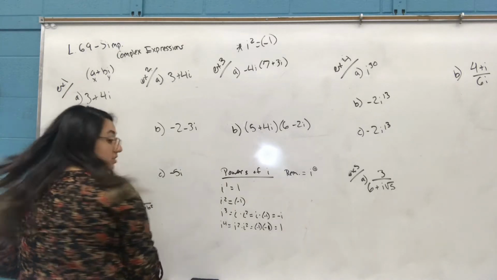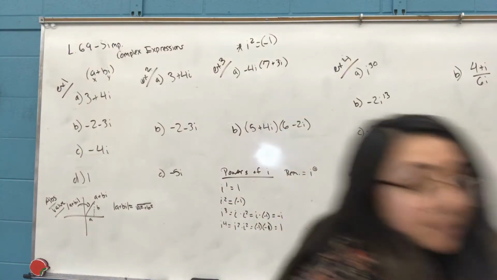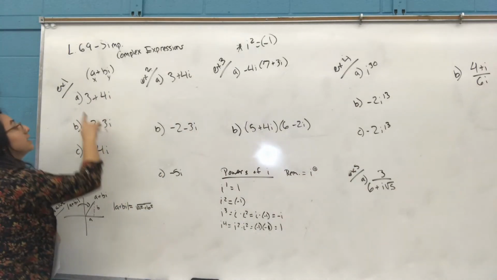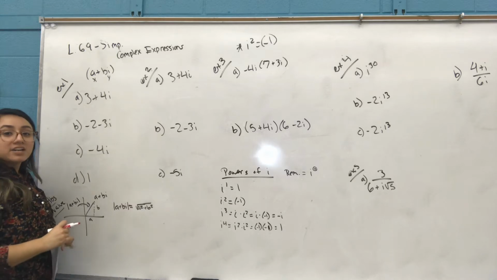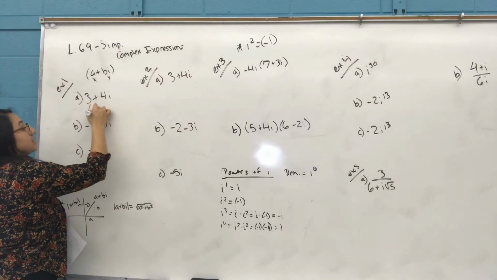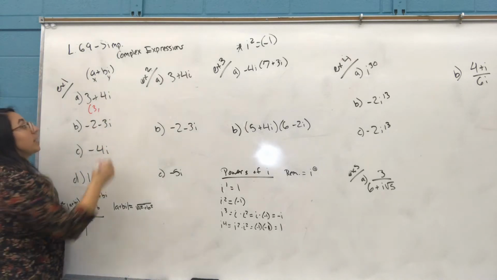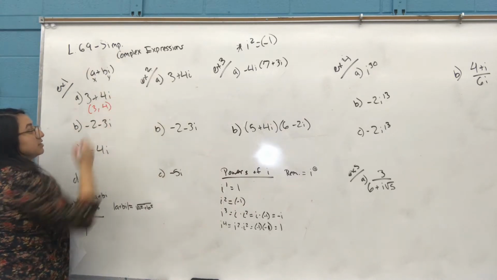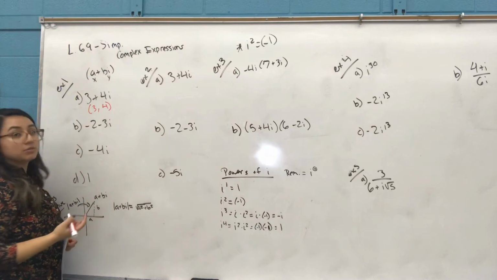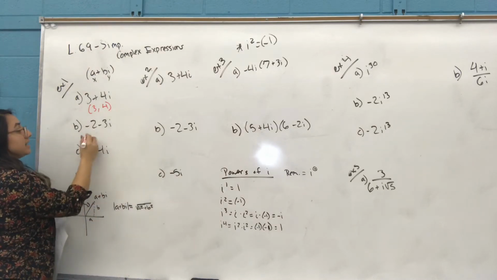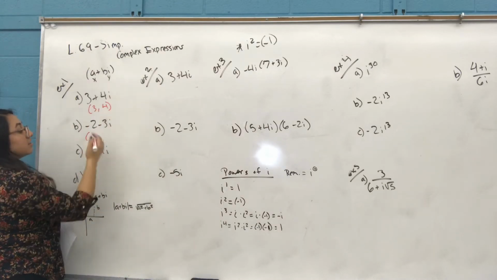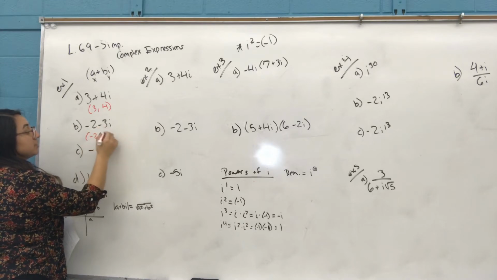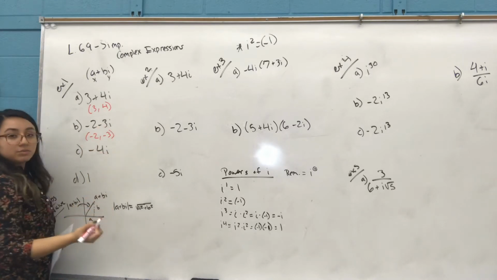So now we are going to solve each one of these out. Here, 3 plus 4i. Your A is your x coordinate, so your x would be 3. 4i would be your y coordinate, and you're only focusing on the number in front of the i. So your coordinate for A would be (3, 4). For B, your A is your x, so your x is -2, your y is -3.